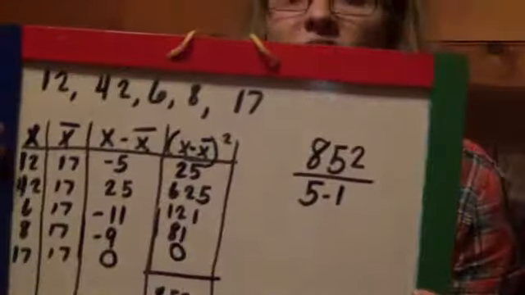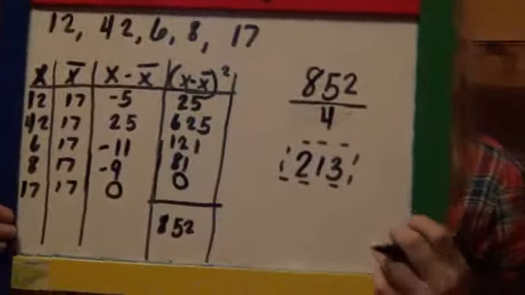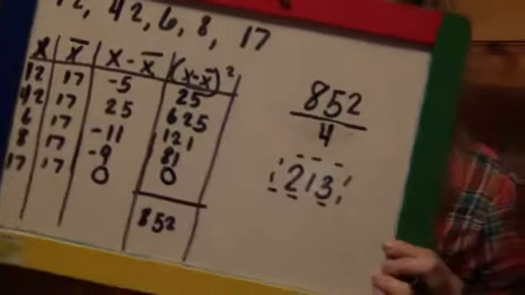So if we look, we know that our n is 5. So we have 852 divided by 5 minus 1, which is, in other words, divided by 4. So we will divide 852 by 4. And this time, our sample variance was 213. That isn't the number we got the first time, so that shows you the difference between doing a sample or the population.